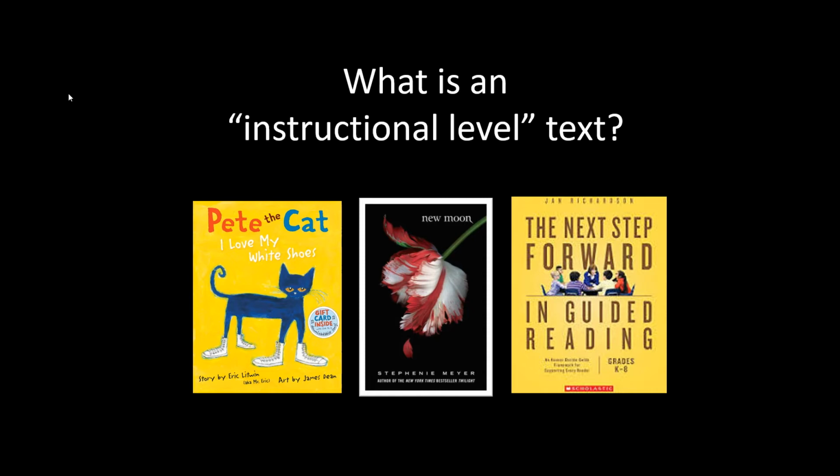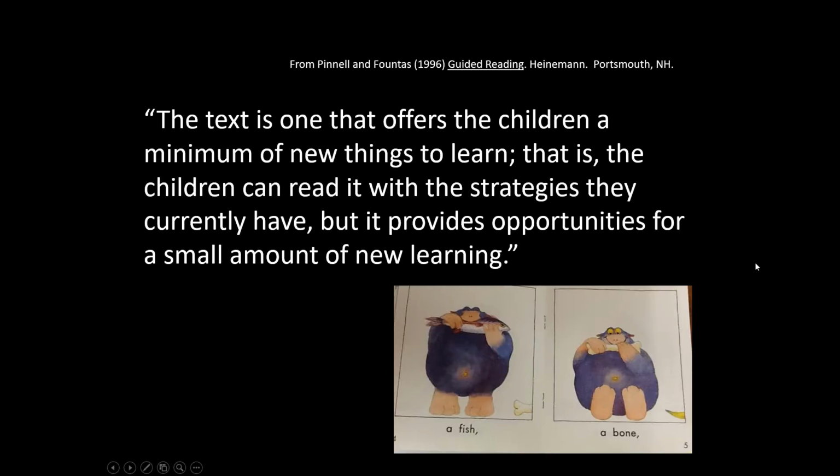And we can really use any kind of text for instruction. We could use a fun picture book like Pete the Cat, I Love My White Shoes. We could use a textbook like Next Steps Forward in Guided Reading that you're reading for this class. And we could just read straight up fiction like New Moon. Any of those texts could be instructional level. We first need to understand some things about the difficulty in that text.